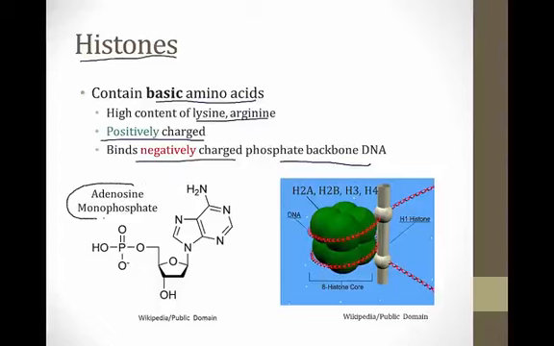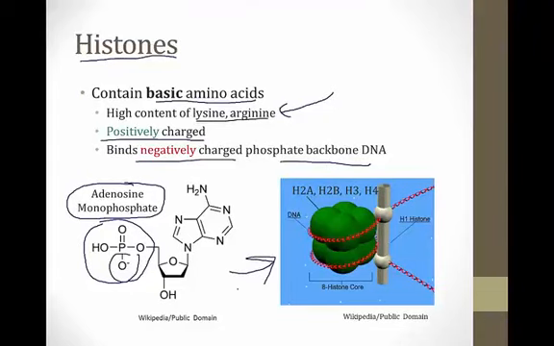This is the structure of adenosine monophosphate on the screen here. It's one of the nucleotide building blocks of DNA, and just like all nucleotides, it has a phosphate moiety attached which has a negative charge. This can easily bind to the positively charged amino acids of lysine and arginine, and this makes these amino acids very useful when the DNA is trying to wrap around histones, as I've shown in this picture here.